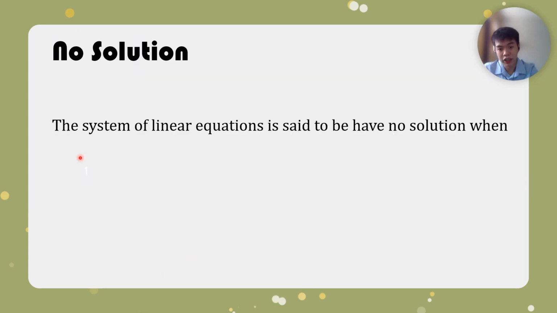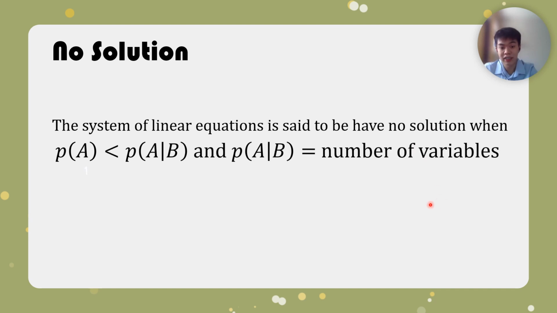The system of linear equation is said to have no solution when the rank of matrix A is less than the rank of augmented matrix AB, and the rank of the augmented matrix AB is equal to the number of variables of the system of linear equations.